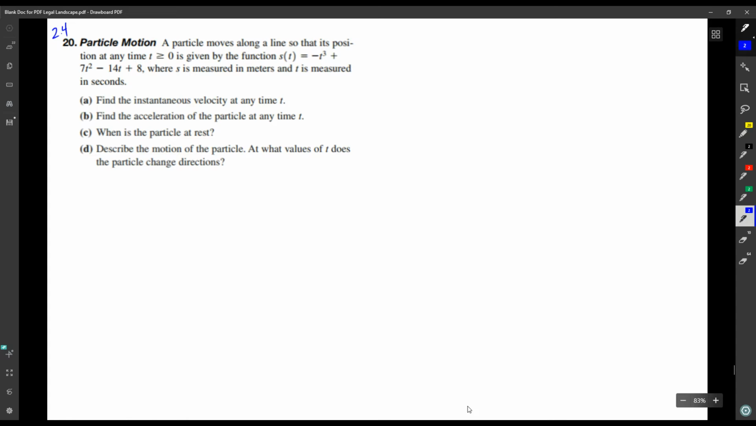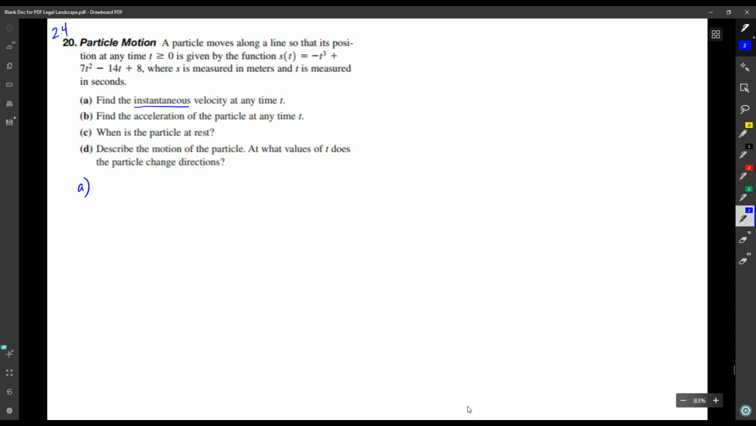Here's number 20 from section 2.4. A particle moves along a line so that its position at any time t greater than or equal to 0 is given by the function s of t equals negative t cubed plus 7t squared minus 14t plus 8, where s is measured in meters and t is measured in seconds. Let's begin with part A. Find the instantaneous velocity at any time t.